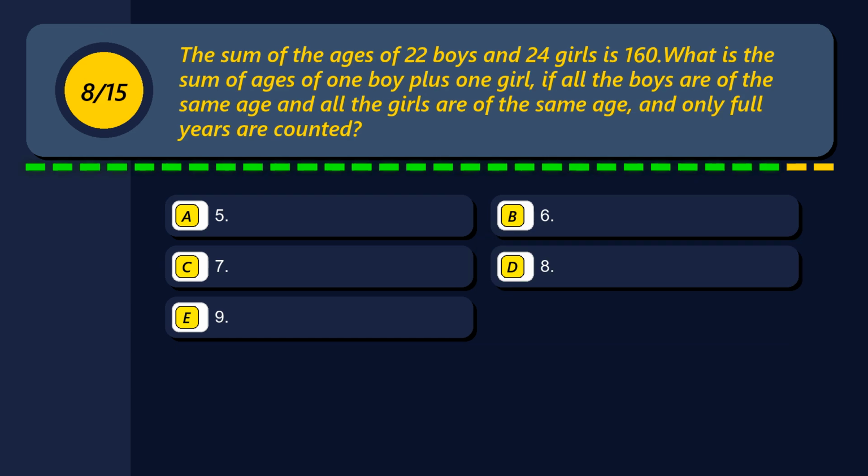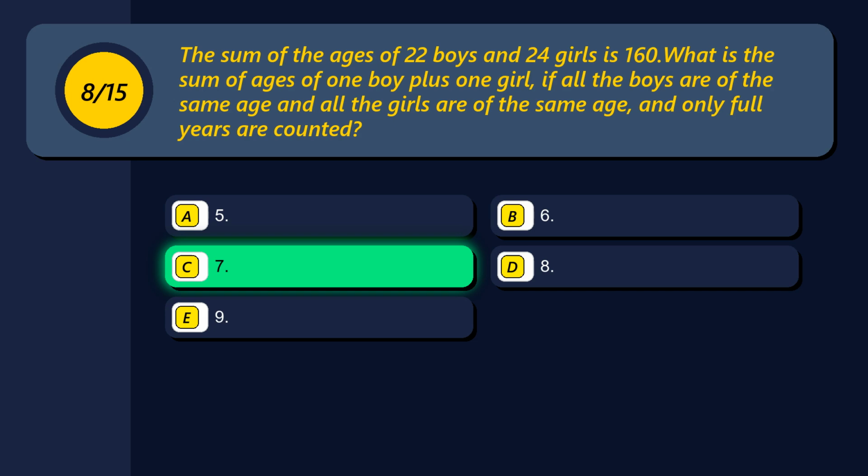Question 8. The sum of the ages of 22 boys and 24 girls is 160. What is the sum of ages of one boy plus one girl, if all the boys are of the same age and all the girls are of the same age, and only full years are counted? Option A, 5. Option B, 6. Option C, 7. Option D, 8. Option E, 9.